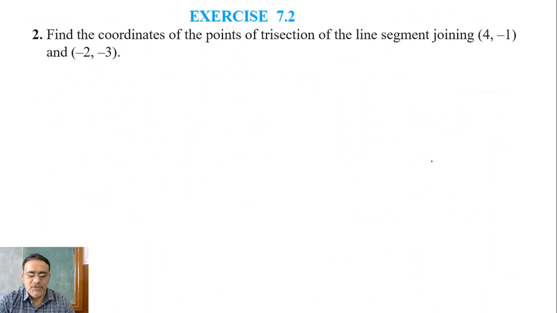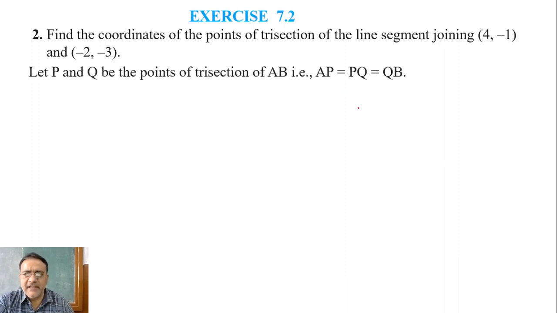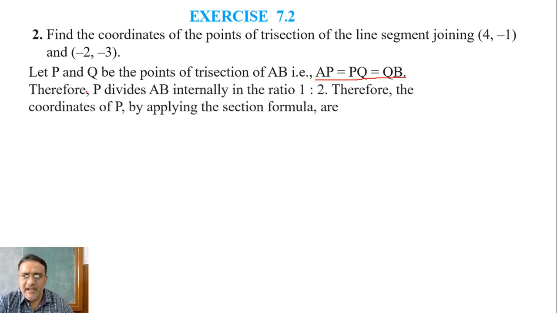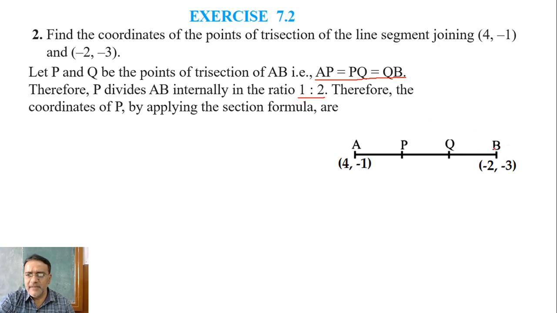Okay, so in question number 2 also we will start with the same step, that P and Q are the points of trisection of AB, that is AP is equal to PQ is equal to QB. Okay, and P divides AB internally in the ratio 1:2. So this is the rough diagram, exactly the same up to here as in the previous question.